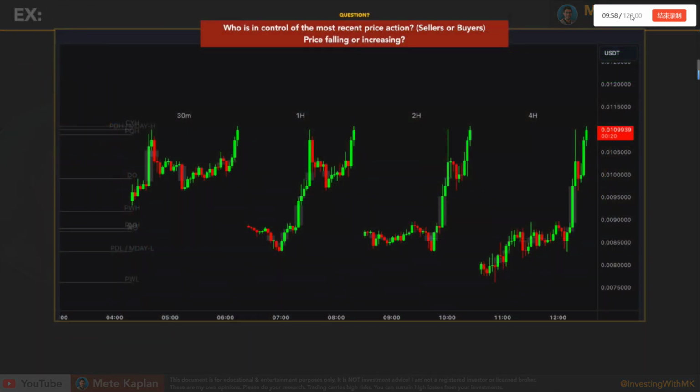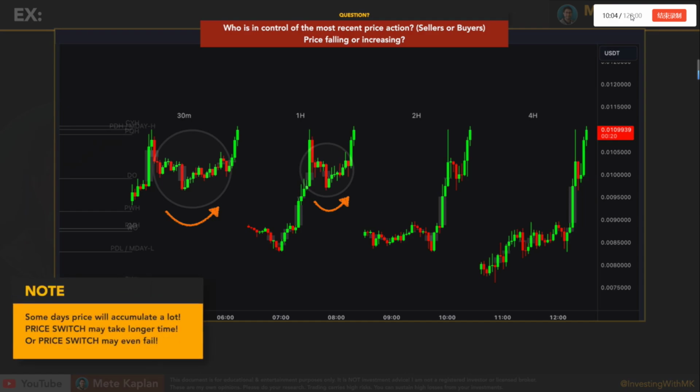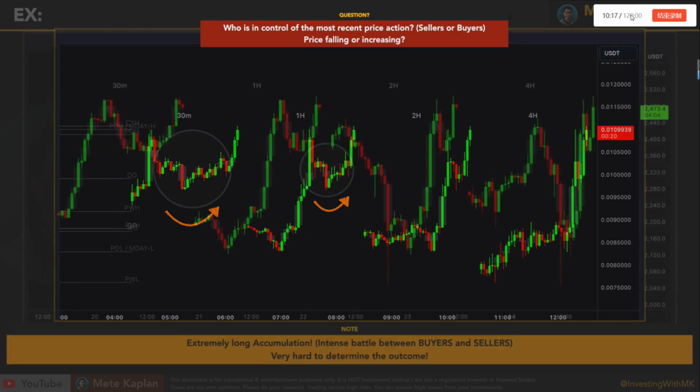Notice the 30-minute accumulation in this chart, which takes a lot longer than usual with 1 hour as well, sometimes even faking the moves. There is no way of avoiding this. This is why we use stop loss to manage our risks.